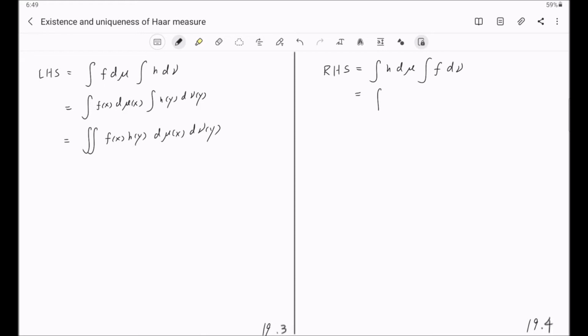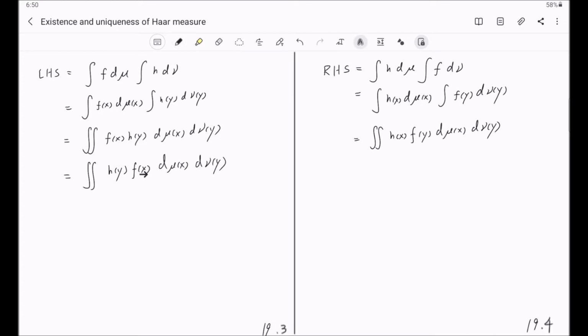We'll do the same thing. First, we'll add the variables and combine this product into one iterated integral. At this point, if there's anything we could do, maybe we could switch f and h. So let's switch it on the left-hand side. We put h in the front and f behind.